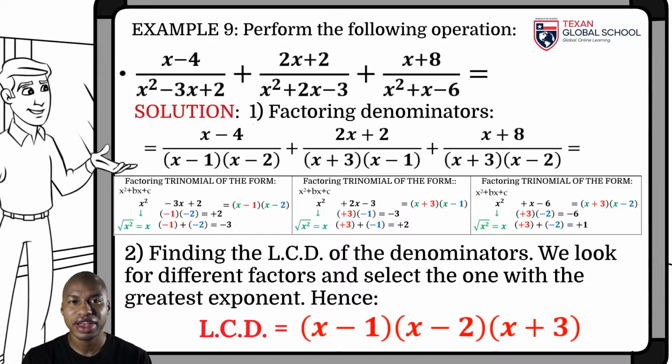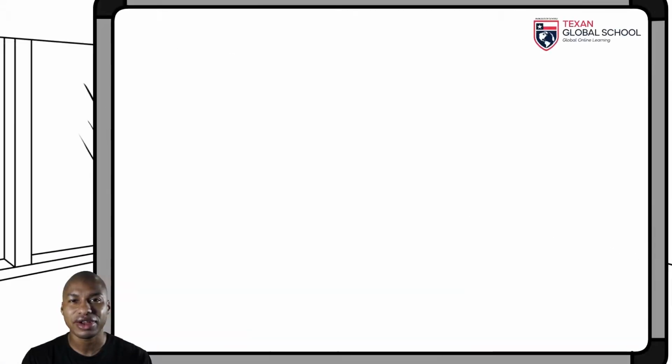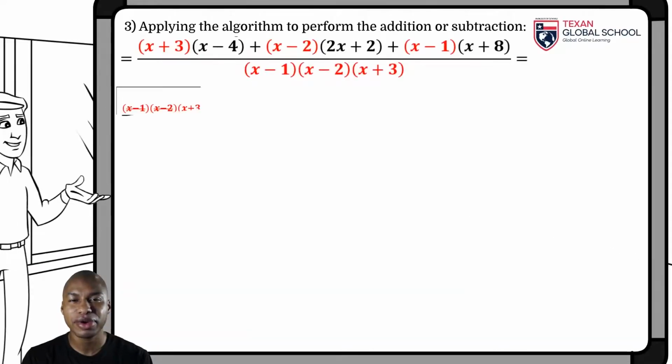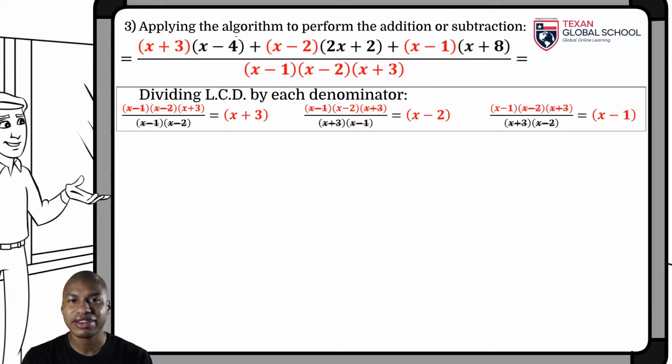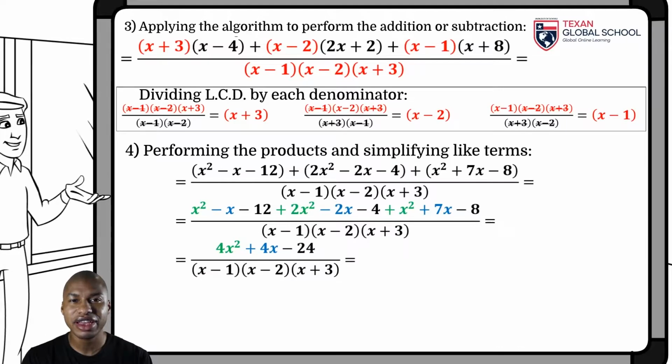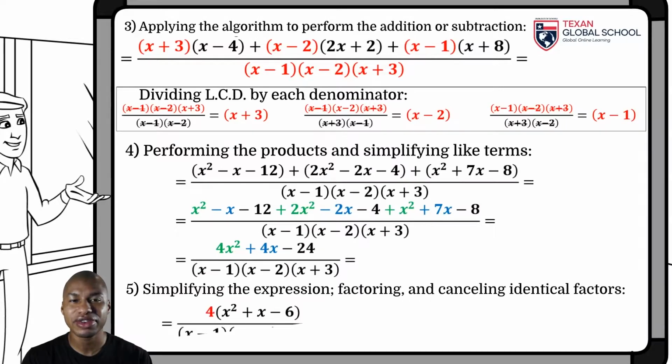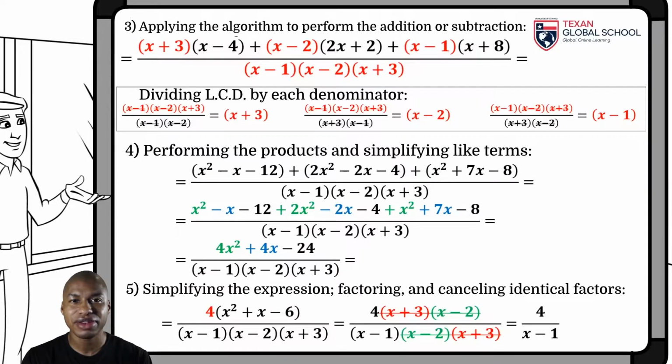We then apply the algorithm to perform the addition or subtraction of fractions. We write the least common denominator as the denominator of the resulting fraction. Next, we divide the least common multiple by the denominator of each fraction. The result of each division is multiplied by each of the numerators of the fraction. We perform the products and simplify like terms. We can see that the resulting fraction can still be simplified.